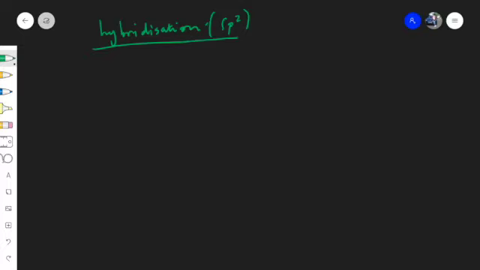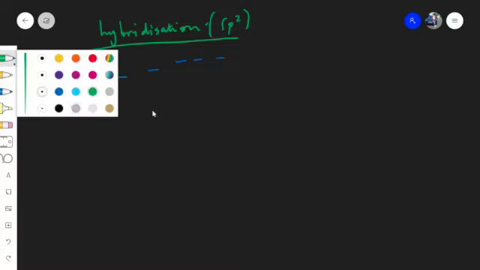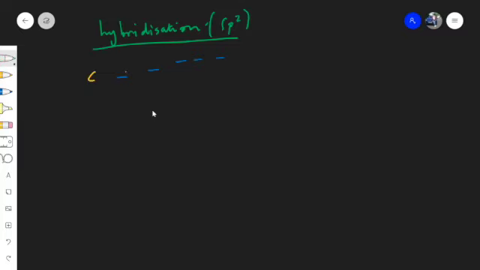What does it mean? We have to start with the electronic configuration of carbon, and we have got to think of it at the ground state. So this is the electronic configuration of carbon in its ground state. Remember that this is your 1s orbital, this is your 2s orbital, and these are your 2p orbitals.